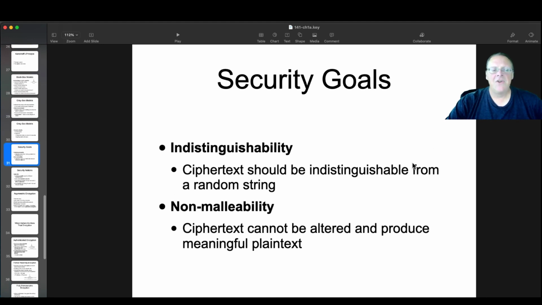All right, so here are some goals. Indistinguishability should mean the ciphertext just looks random. There are no patterns at all. Non-malleability means you cannot create a different valid ciphertext from the original one. There's no easy transformation that will create a valid ciphertext. If you change anything, it will be rejected by the decryption process as not valid.